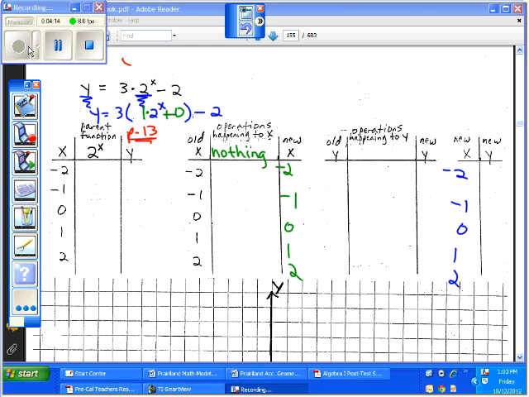So the parent function of an exponential graph was 2 to the x, and so we're going to put that 2 to the x in the middle, and we're going to plug in the old faithful x's of negative 2, negative 1, 0, 1, and 2. So we're going to have 2 raised to the negative 2, 2 raised to the negative 1, 2 raised to the 0, 2 raised to the first, and 2 raised to the second, which means we have to know our basic exponential rules from page 13.